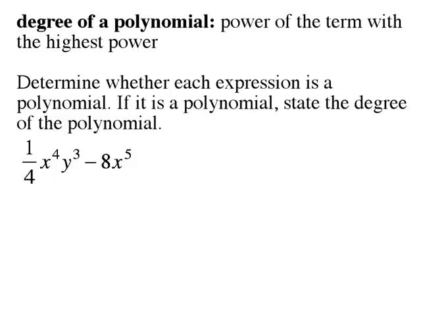So with that in mind, does this fit those things that I said? So this would be a polynomial. I know the 1/4 is a fraction, but there are no variables in the fraction, so we're okay. It says state, so yes, it's a polynomial. I need to state the degree of the polynomial. The degree is the term with the highest power. So what would be the highest power? The 5. So this would be a degree 5 polynomial, and that is your answer.